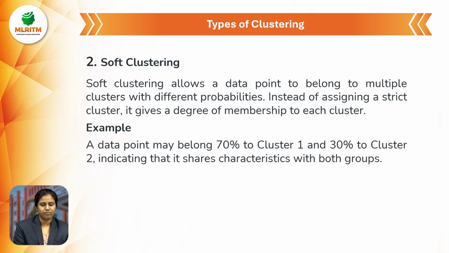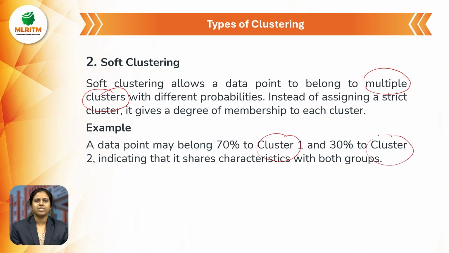Next, coming to soft clustering. Here, a data point may belong to multiple clusters with different probabilities. So a particular data point, like one, may belong to C1, and another one may belong to C2.